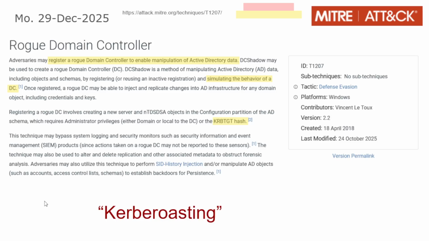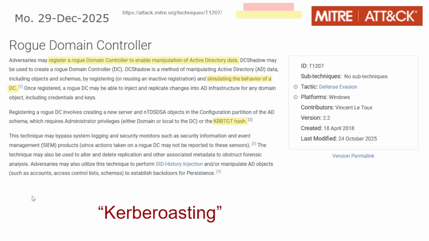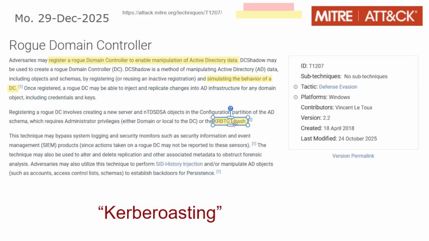This technique may bypass system login and security monitors, such as, and by the way, this is not about Kerberos here, it's about a rogue domain controller, but Kerberos is executed on domain controllers, that's the thing. Okay, so again, back to the rogue domain controller. This technique may bypass system logging and security monitors, such as security information and event management SIEM products, since actions taken on a rogue DC may not be reported to these sensors, and that's exactly the thing.